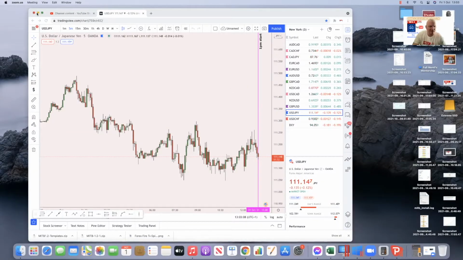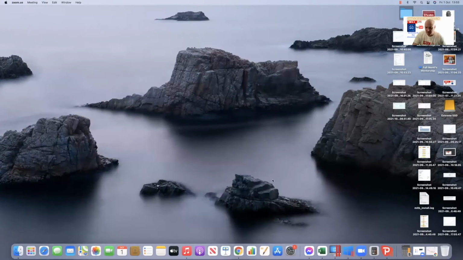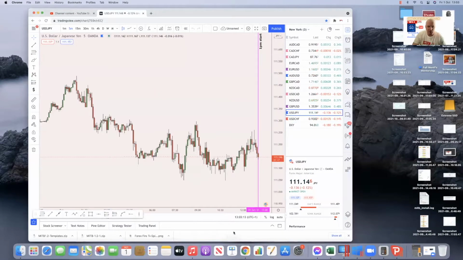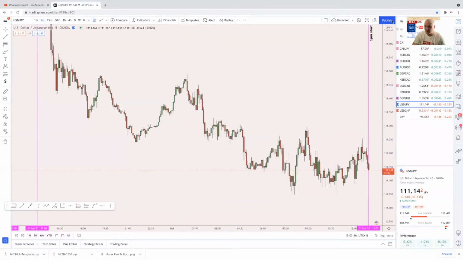Minimize that. Well, computer's doing all sorts this afternoon. It's encoding loads of videos and stuff.